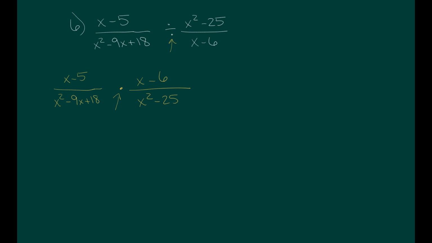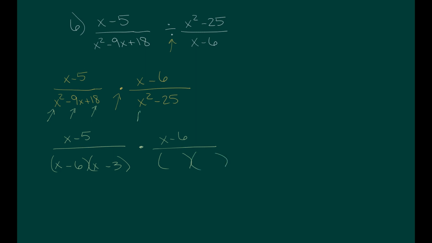Okay, now let's factor. So we have x minus 5 in the numerator. We have a trinomial that needs to be factored. So what times what is x squared? X times x. What multiplies together to give me 18 and adds together to give me negative 9? Negative 6 and negative 3. Negative 6 times negative 3 would give me 18. Negative 6 plus negative 3 would give me negative 9. Times x minus 6 over, now this is a difference of squares.